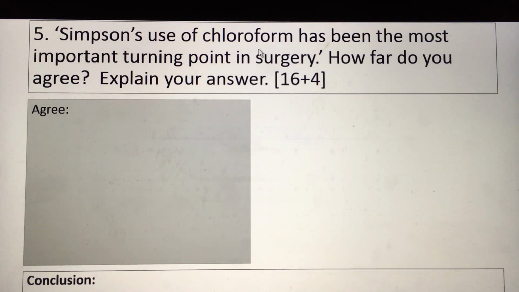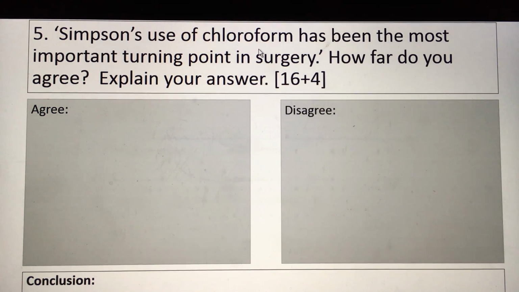So, first of all, you need to agree with the statement. Okay, you need to provide some evidence, some knowledge that agrees with the statement. Then, you need to disagree. It's like weighing up scales before you make your overall judgment. So, you might talk about, well, in fact, you will talk about the statement to start with.